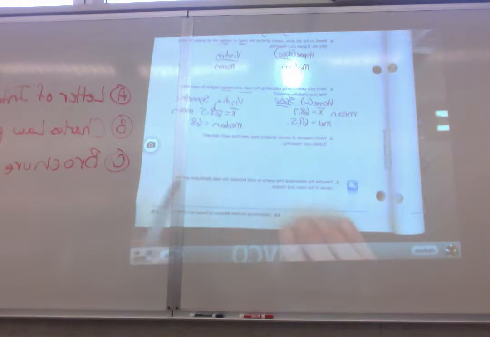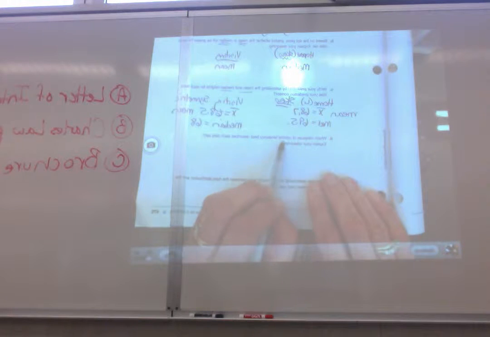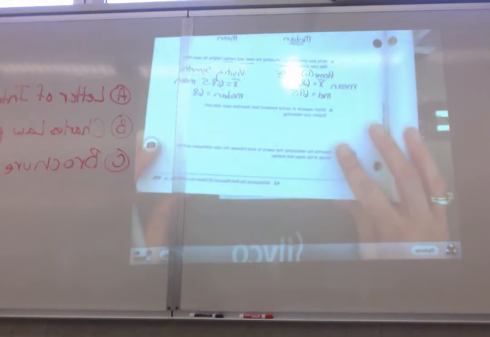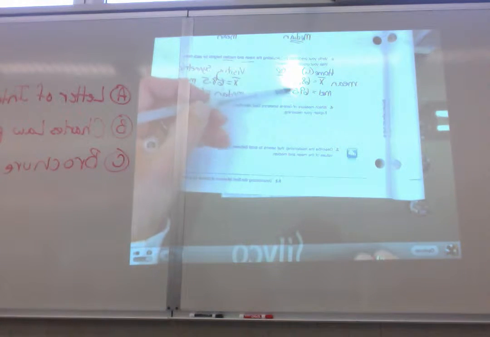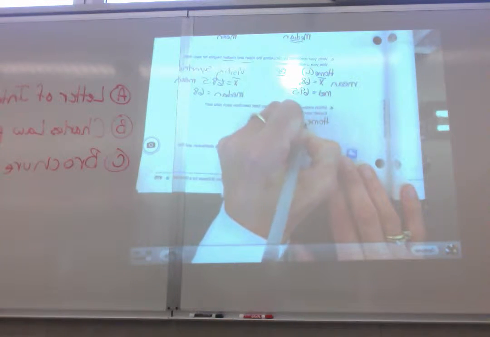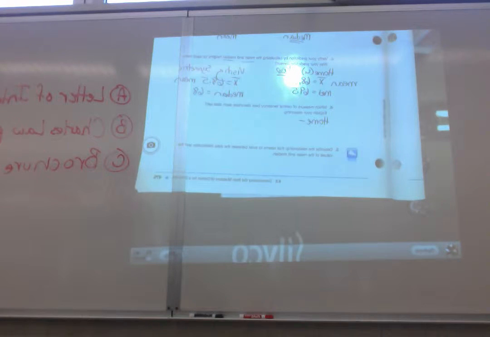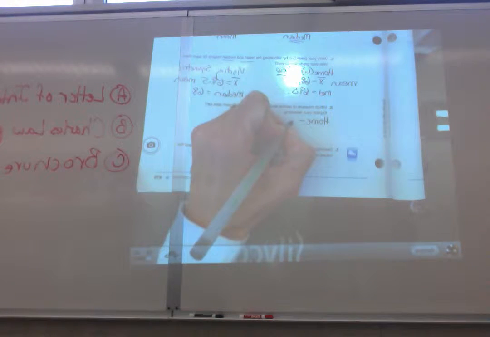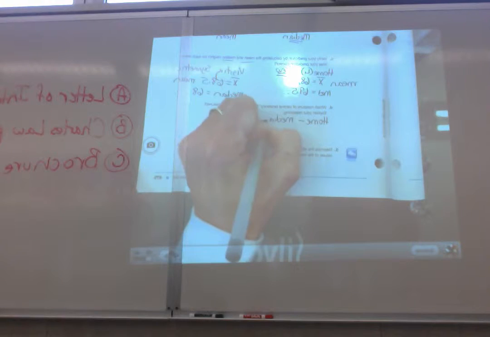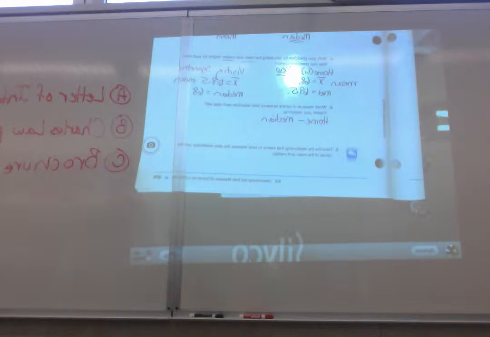Okay, there we go. So, which measure of central tendency best describes each data set? What would you think we need to use for the home? Should we use the mean or should we use the median? Median. Let's use the median. Why is that?